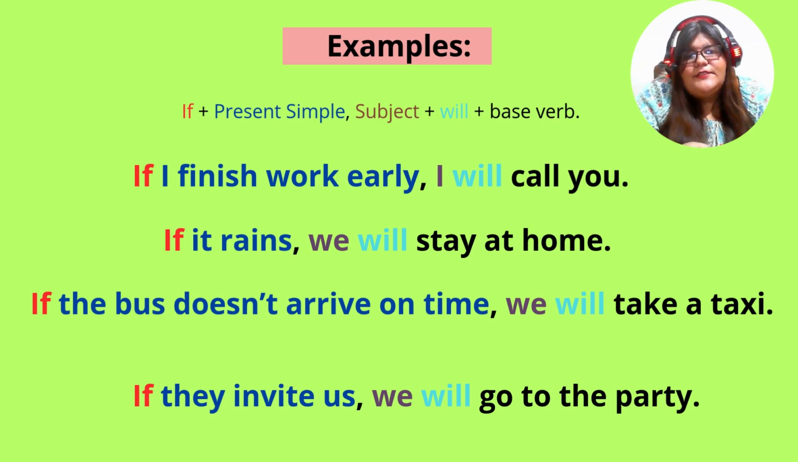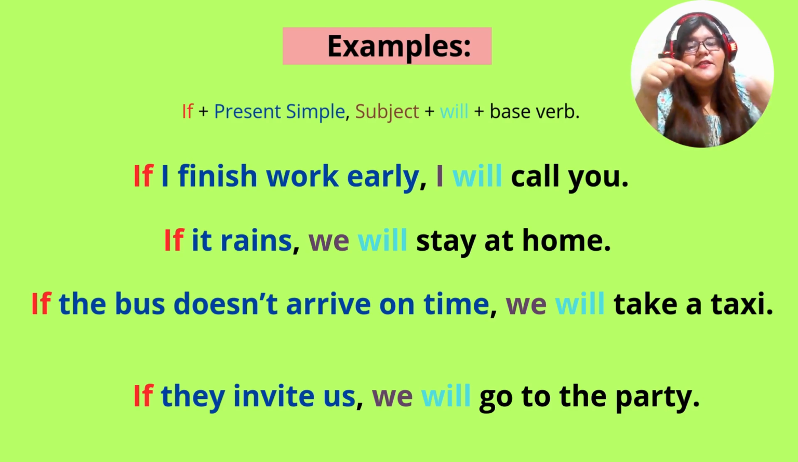If I finish work early, you see we have here a comma, I will call you. If it rains, we will stay at home. If the bus doesn't arrive on time, we will take a taxi. If they invite us, we will go to the party. You see? Here we are thinking about the possibilities, right? If I finish work early, I will call you.